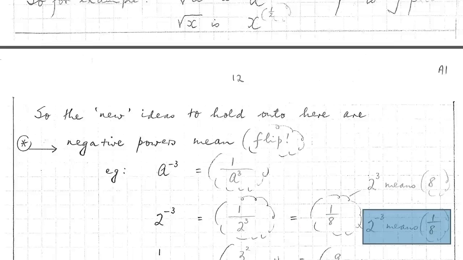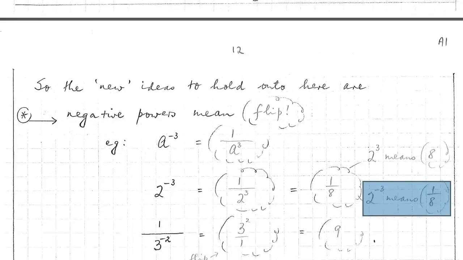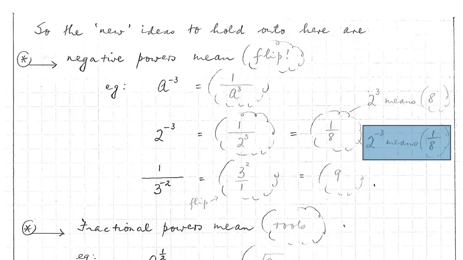Okay, you should be getting the idea by this stage. What about this? 1 over 3 to the power minus 2. Well, it simply means flip. So up it goes, the 3 squared goes up this time, and it's divided by 1. You flip the whole fraction, and that's 9. Okay, so negative power appears as a division, it actually means a multiplication.